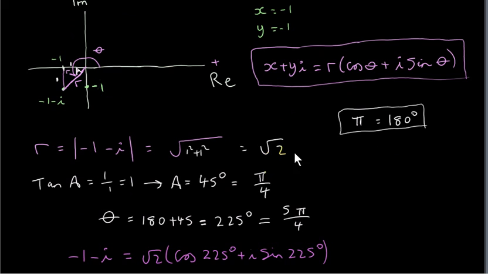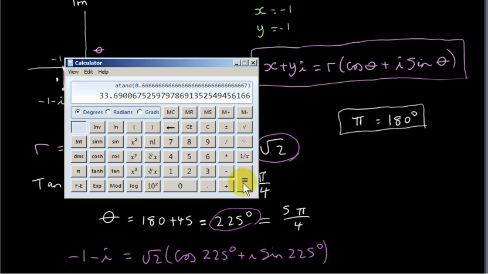So having found what r and theta are, I'll leave theta in degrees, we can write down the complex number minus 1 minus i in polar form. So r goes out here, and inside the brackets we have cos theta plus i sine theta, where theta is 225. Now you can check this on your calculator. If you get the cos of 225 and multiply by the square root of 2, you should get minus 1.